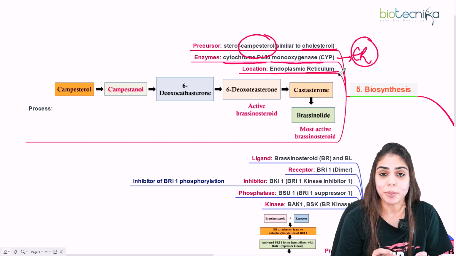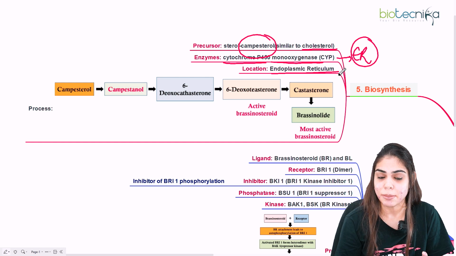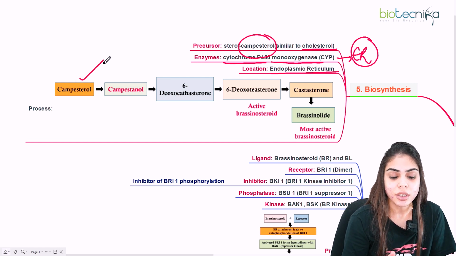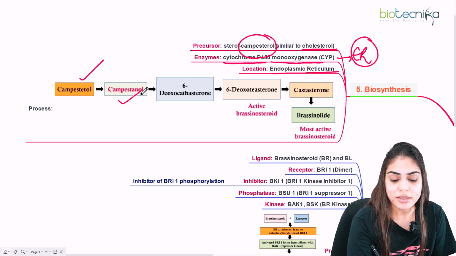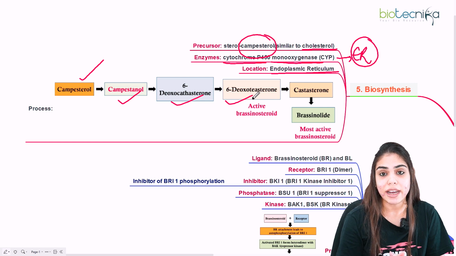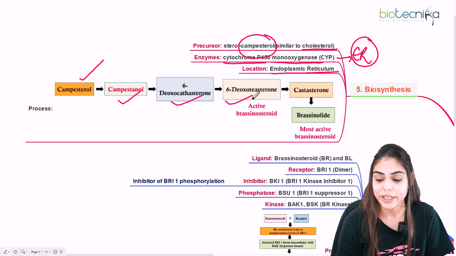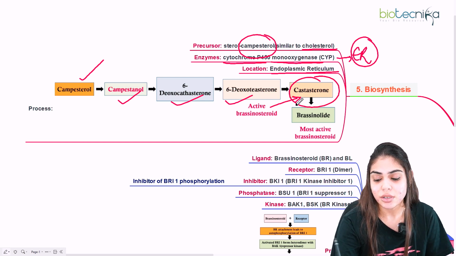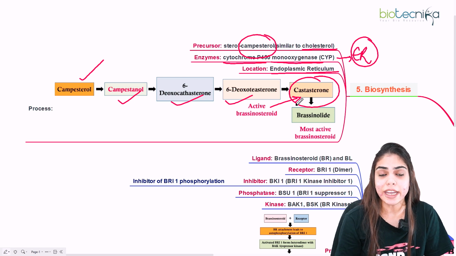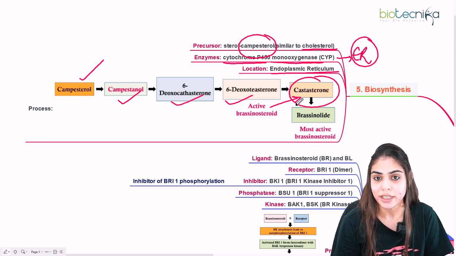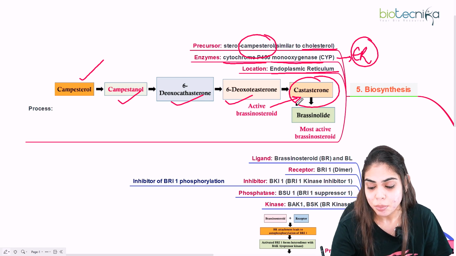So what happens? The pathway starts with the precursor, that is campesterol. Firstly, this campesterol undergoes a series of reactions so as to form campestanol, 6-deoxocathasterone, 6-deoxoteasterone, and finally it results in the formation of an active brassinosteroid, that is castasterone. Now this is the active brassinosteroid, which undergoes one more reaction so as to form the most bioactive form of brassinosteroid. As we have already seen, this is brassinolide.